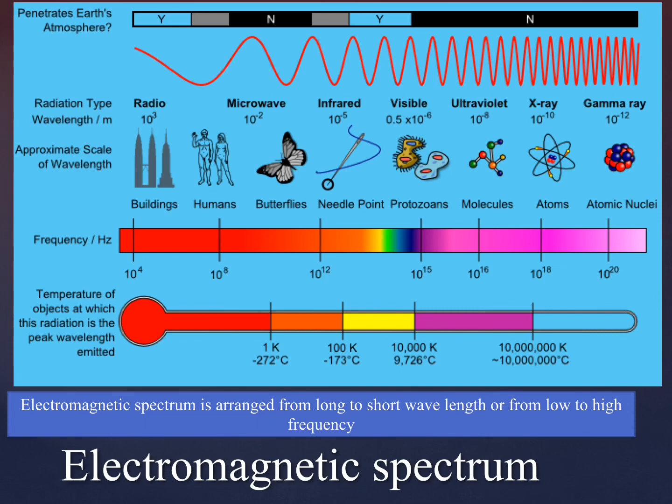The image that you are seeing right now is the electromagnetic spectrum, arranged from long to short wavelength, or from low to high frequency.